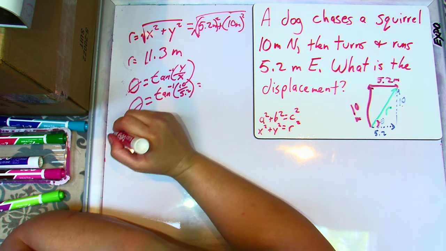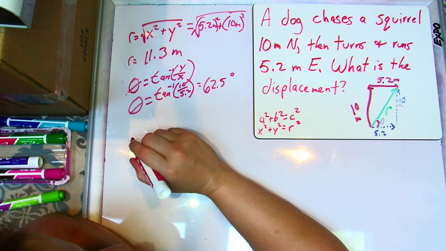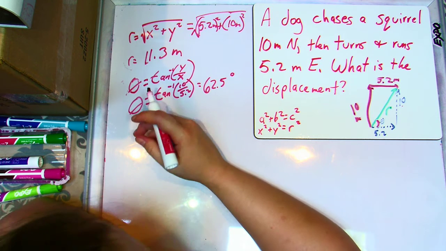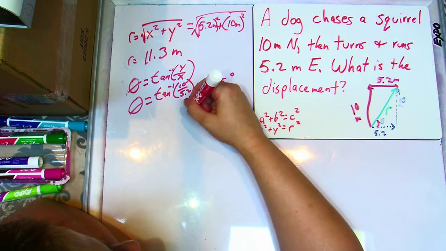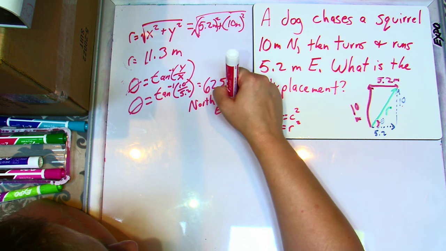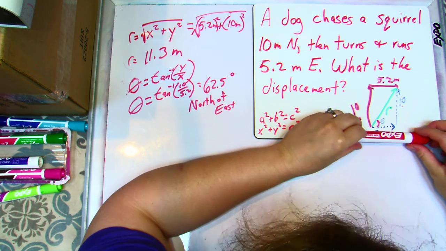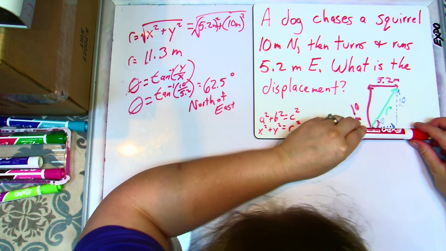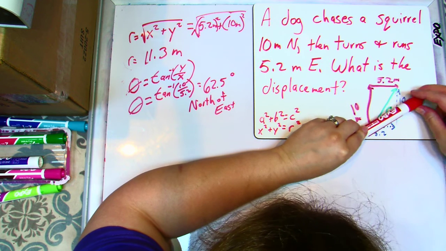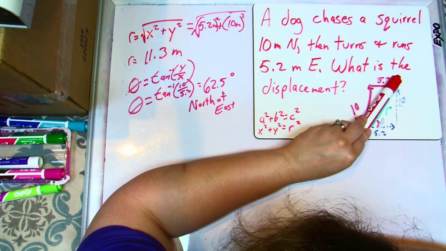We get 62.5 degrees, and we have to give a reference for it so we know where it's located. And we can say north of east. So that tells me that if this line here is straight east, then if I go north or above that for 62.5 degrees, that should tell me where I'm going to end up.